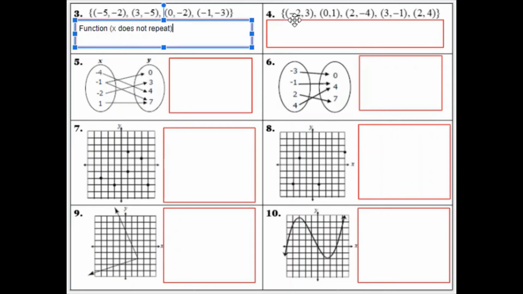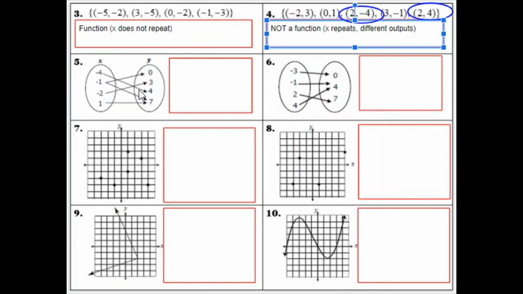Next one: -2, 0, 2, 3, 2. Oh, I have 2 twice. 2, -4, and 2, +4. Almost the same, but not quite. -4 and +4. So this one is not a function. Again, your x repeats. It has different outputs.